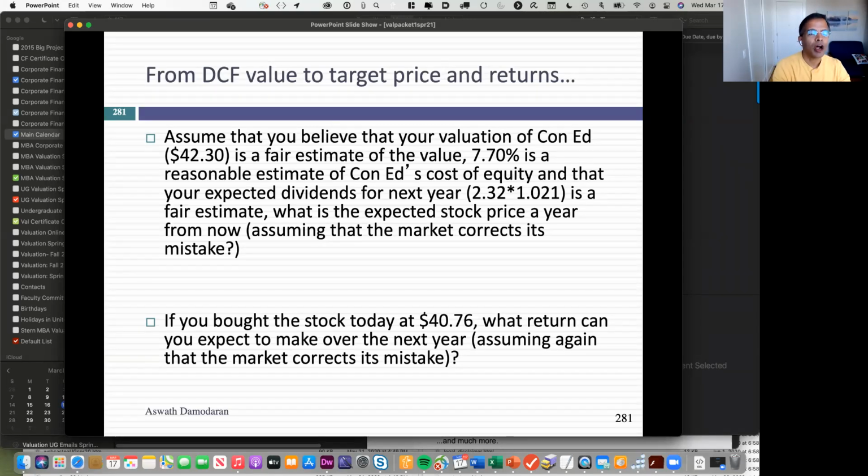And then take it to the next step. I ask you, what will the target price be 5 years from now? What are you going to do? You're going to take that price appreciation and keep compounding, and you can give me a price 2 years from now, 3 years, 4 years, 5 years from now, built on your DCF valuation. And if you go buy the stock today at 40.76, your return next year will be well above 7.7% if your valuation is right. You're going to earn 11 or 12%. That is what an undervalued stock delivers to you.